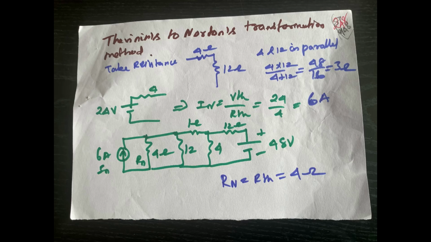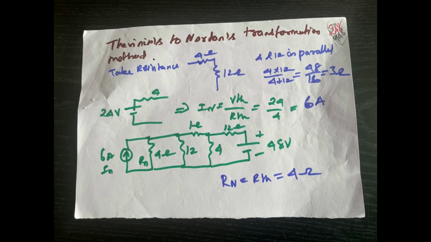Put in the IN and RN. RTH is equal to RN, so 4 ohm. Put it in the question circuit. Only the I Norton is found in this circuit. The I Norton formula is VTH divided by RTH, that is 24 is VTH and 4 is RTH. We obtain 6 ampere. Put the 6 ampere source in our question circuit, and again we find the RN value.